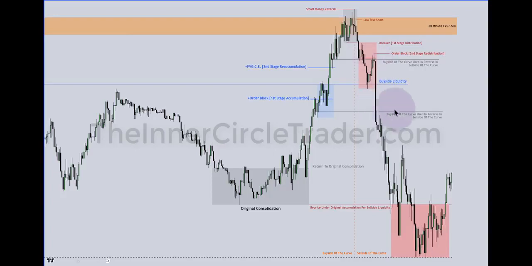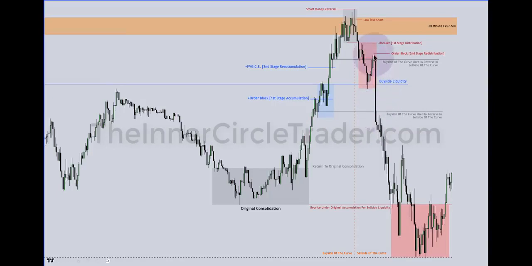We break lower. Same thing here. Buy side of the curve used in reverse on the sell side of the curve. Meaning what? This down close candle, what was it? A bullish order block on the buy side of the curve. But now we're on the left side of the curve where everything should be going lower. So what is going on here? The market's trading right back up to the butt end of that body. Boom. That would be your second stage redistribution.